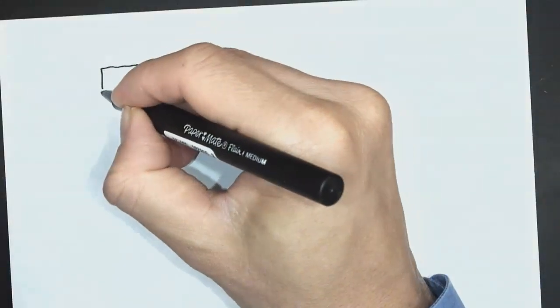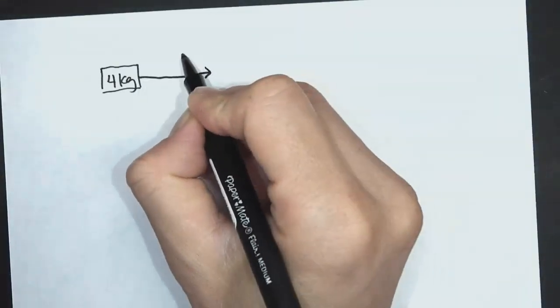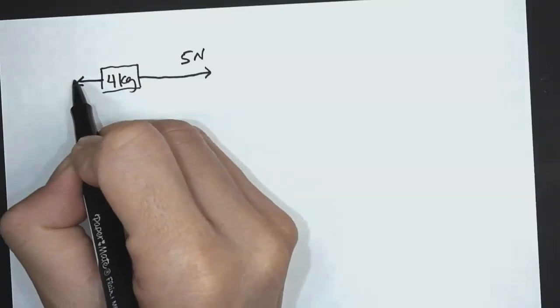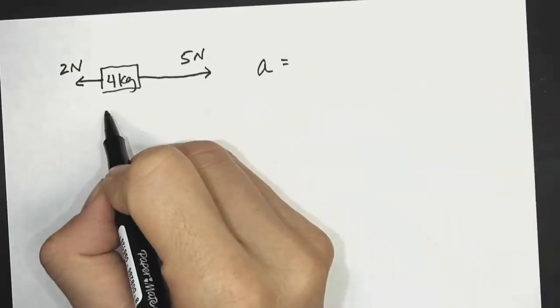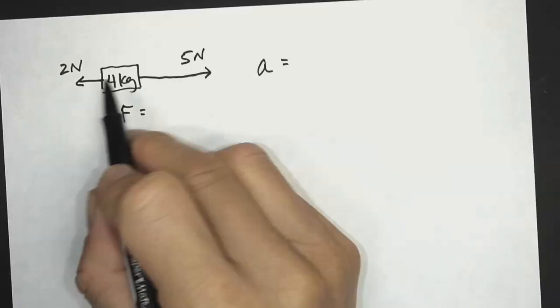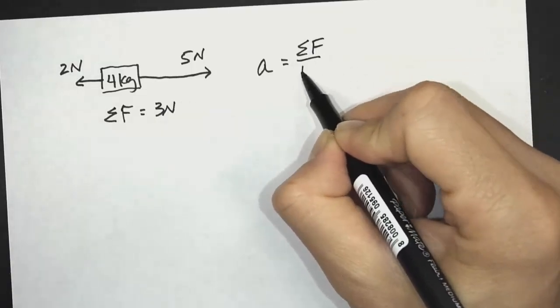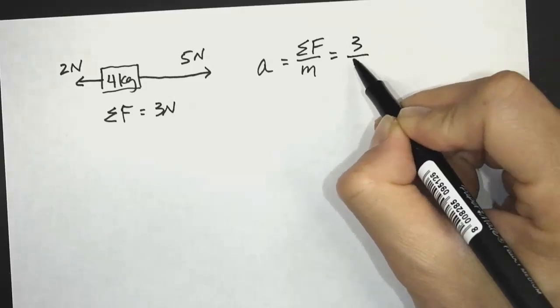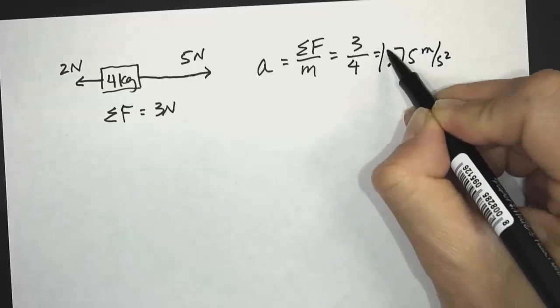All right, we'll take a look at another example. In this example, we have 2 forces acting on the object. The object has a mass of 4 kilograms, has a force to the right of 5 newtons, and a force to the left of 2 newtons. We want to find the acceleration. First we figure out the net force. If they're in opposite directions, we subtract them, so in this case it's 3 newtons. The equation is net force divided by mass. The net force is 3, the mass is 4, so we get 0.75 meters per second squared.